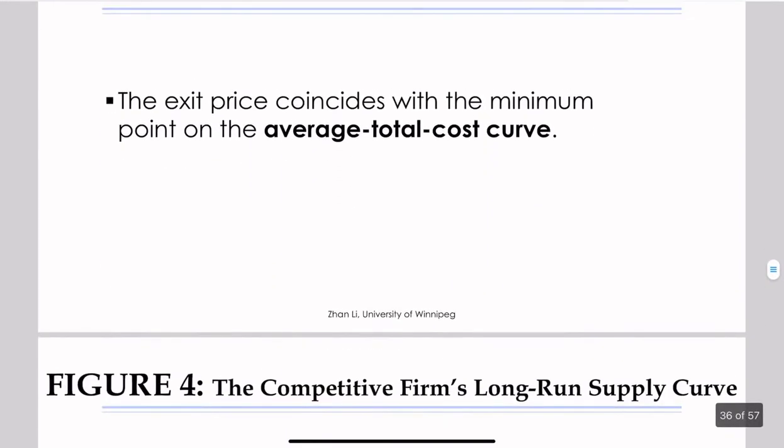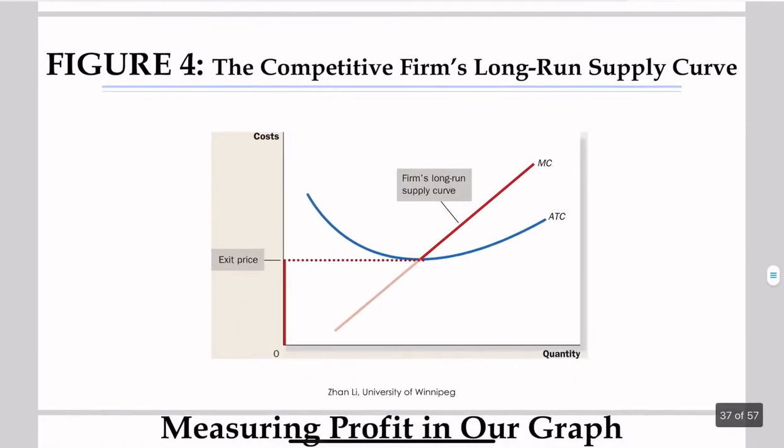So you can see that the minimum point on the average total cost curve gives us the firm's exit price, right? So you can see that again, use the same methodology we talked about, this firm's shutting down decision. We can talk about the firm's long run supply curve. So we could see that this is the exit price. And for prices smaller than this exit price, the firm will exit.